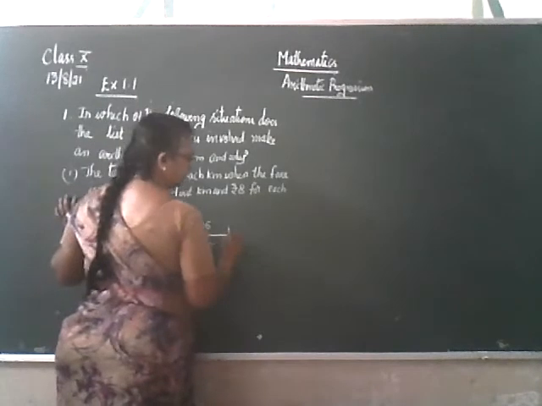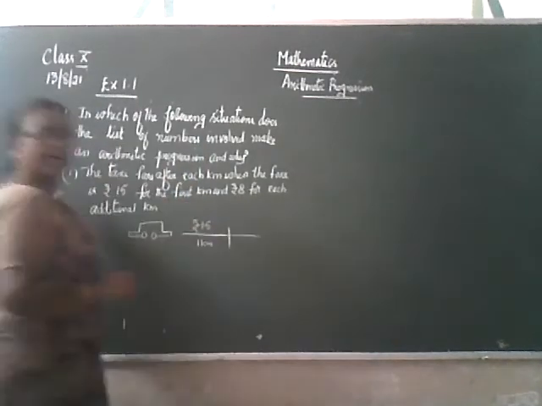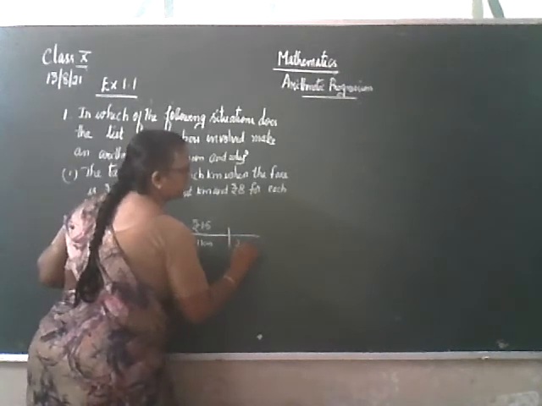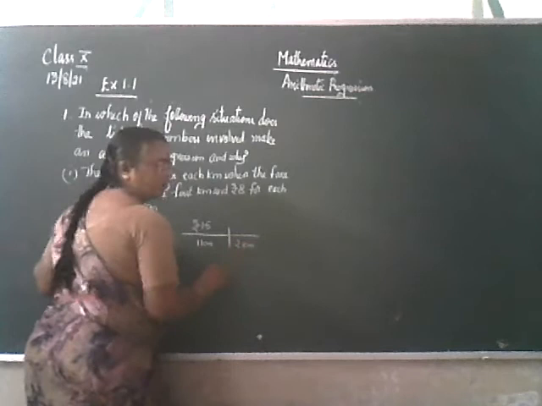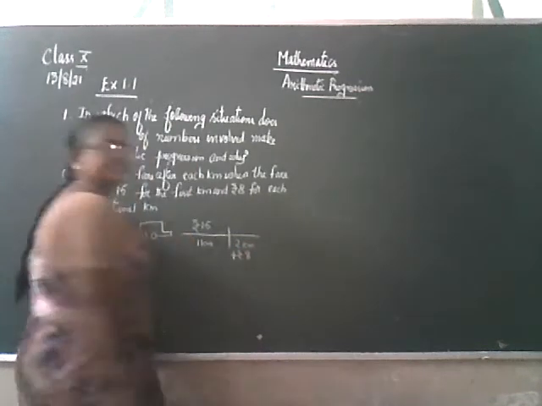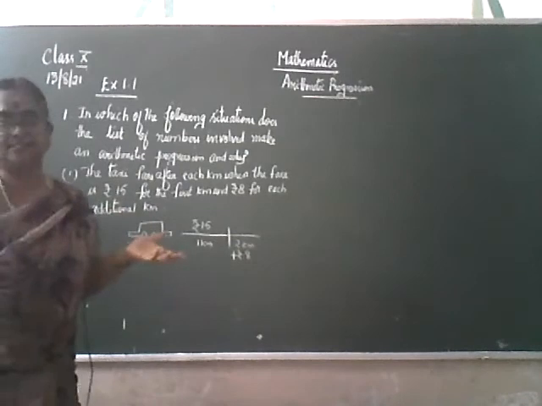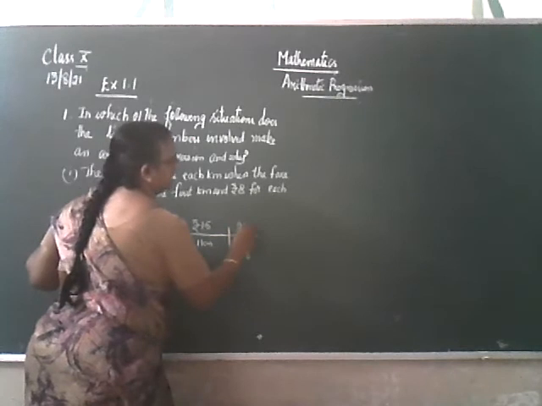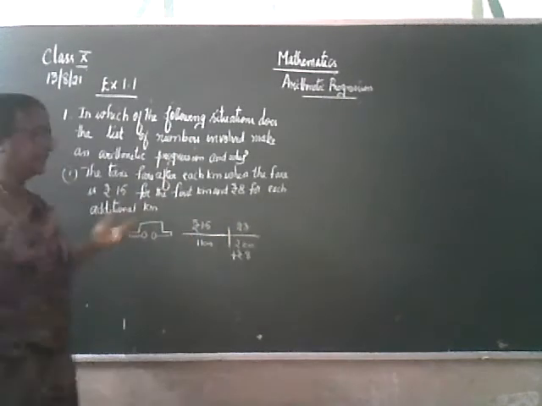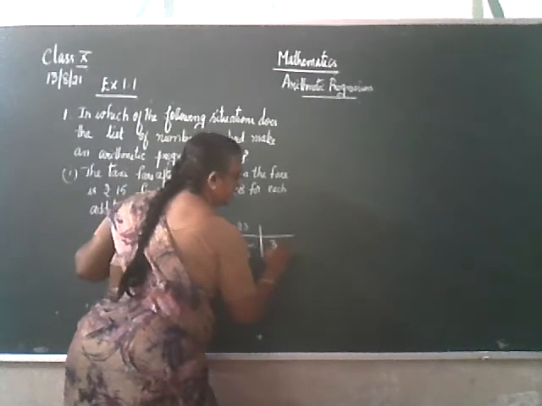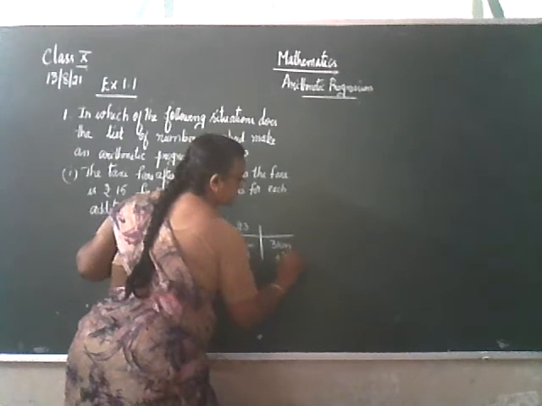So, in the second, rupees 8 for each additional kilometer. When 2 kilometers come, rupees 8 should be additional. Additional means it should be added. So, what is 15 plus 8? Yes, it is 23. Again, if he wants to move to the third kilometer, again an additional rupees 8.